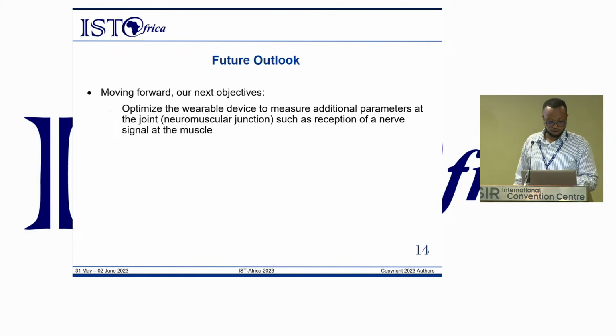Future outlook: we want to optimize the wearable device to also measure additional parameters. If you have a trauma to the knee joint, we can see that any joint on your body is a neuromuscular junction. It also receives nerve signals such that your muscles at the joint can flex and extend. So we're trying to figure out a way of taking in additional parameters such as EMG. I'm sure you've heard of EMG. It measures how nerve signals are received at the joint.